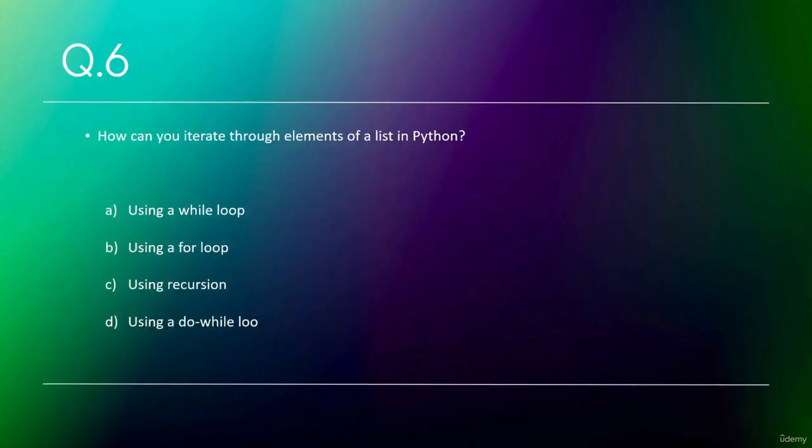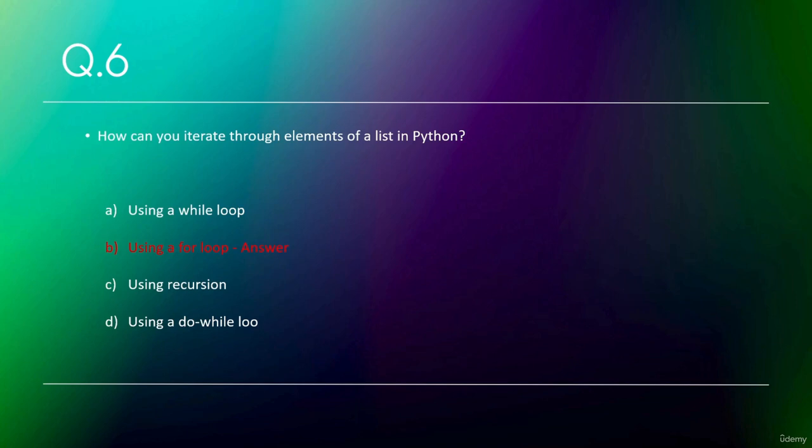Moving on, we say how can you iterate through elements of a list in Python. So which is the correct loop or method that we can use. So these are the options. It should be pretty straightforward. So now let's move on to the answer. The correct answer is B. Whenever we have to iterate over a list of elements or a sequence, let's say lists, tuples, dictionaries, so we use a for loop.